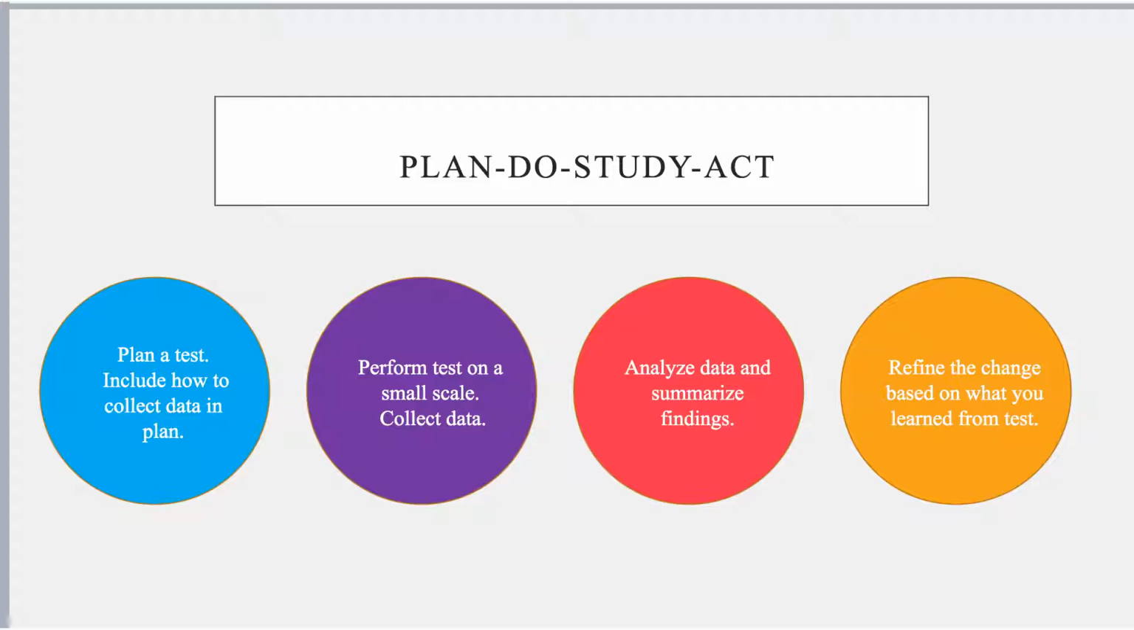The next stage is the do stage, where we'll perform the test of the intervention on a small scale, collect data while we're doing that, and also observe for problems. In the study phase, we'll analyze the data collected in the do phase. We can look for improvements with this and use graphs as a visual aid to summarize our findings. In the act phase, we will implement changes that were successful and refine the change to plan for the next test cycle.